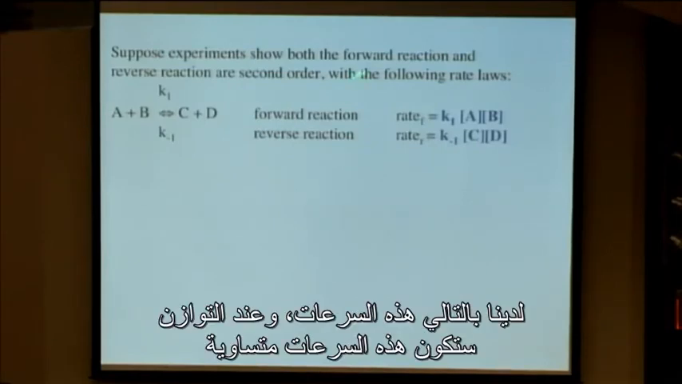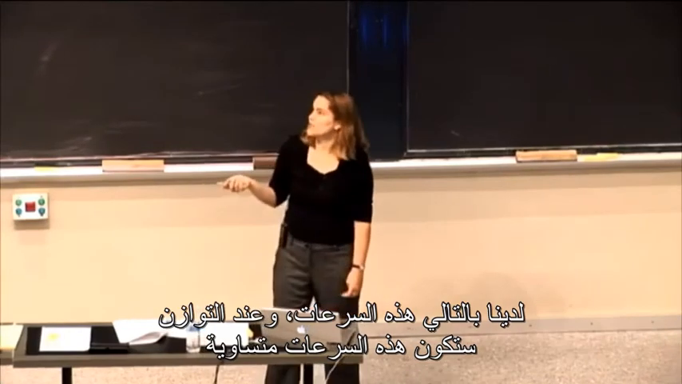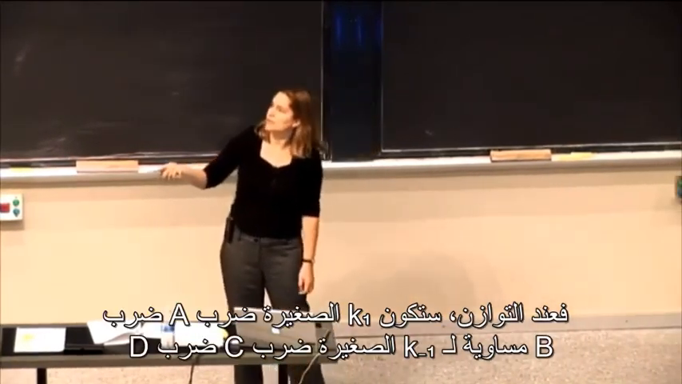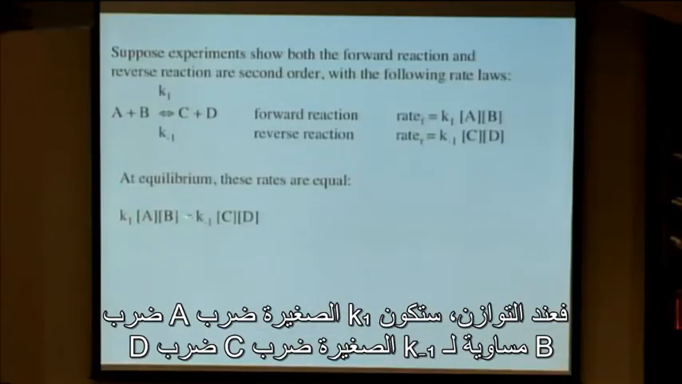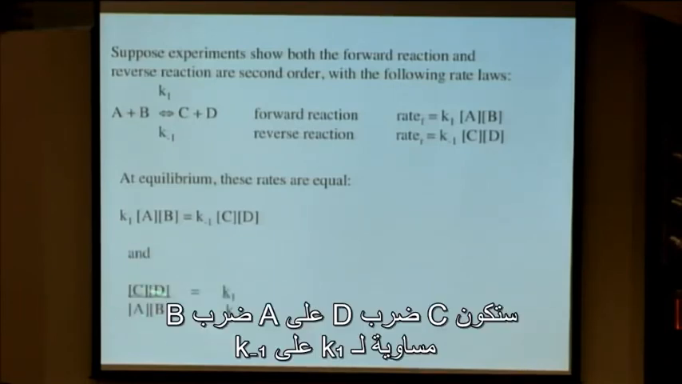So here we have these rates. And at equilibrium, those rates are going to be equal. So at equilibrium, little k1, A times B, is going to be equal to little k minus 1 times C times D. And at equilibrium, we have CD over AB is equal to then K1 over K minus 1.